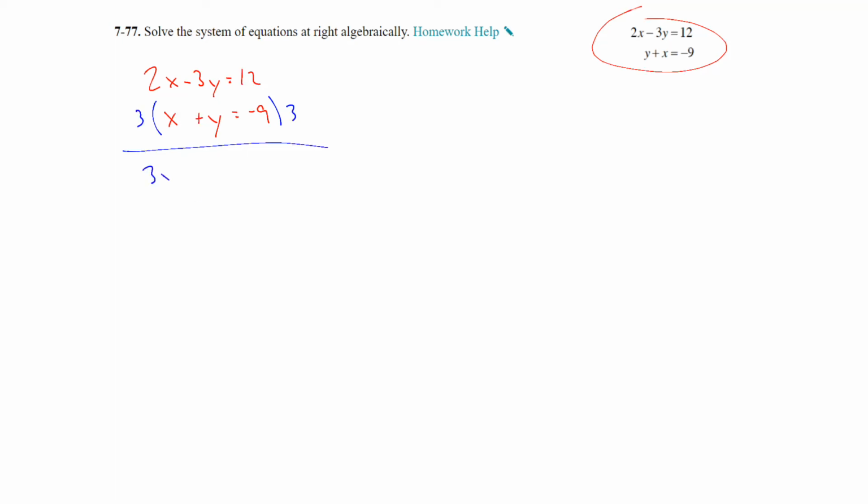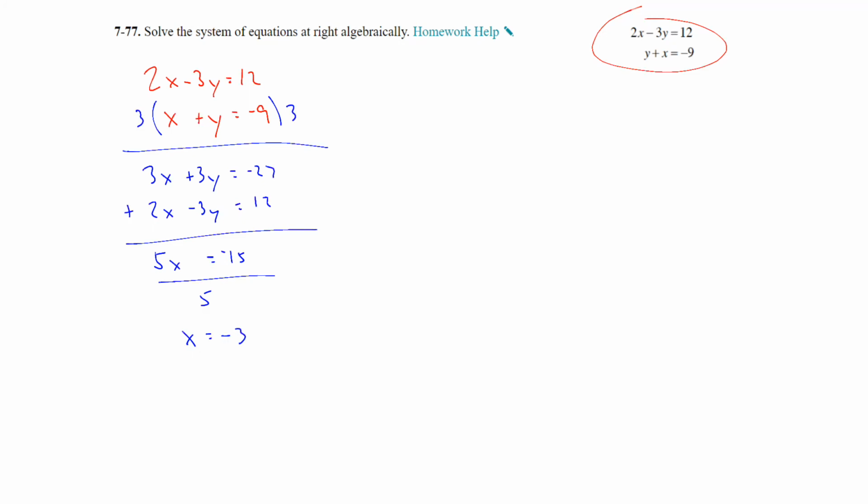So this will give me 3x plus 3y equals negative 27, and then I'm going to rewrite the first equation over again. If you eliminated the x, you'd have to multiply the bottom equation by negative 2 if you wanted to eliminate the 2x in the first one. So either way is fine. We're going to add these two equations. 5x is equal to, and so now you're going to have the y's canceled, the 3y's equals negative 15. Divide by 5, and x is equal to negative 3.